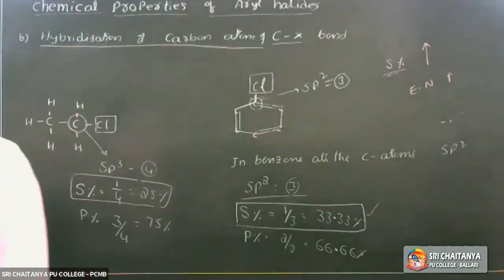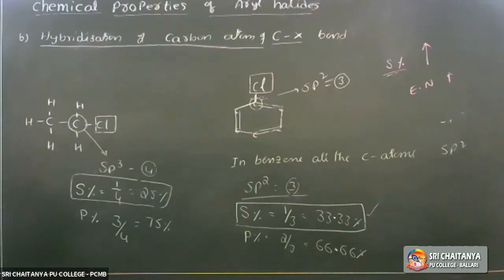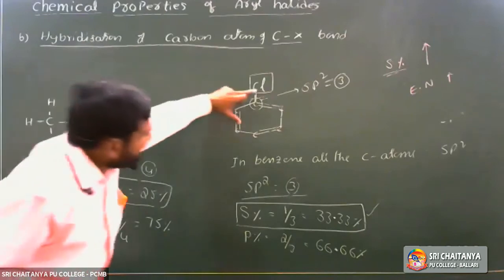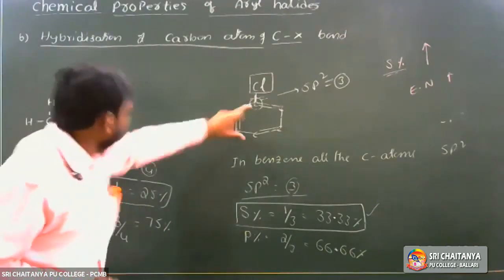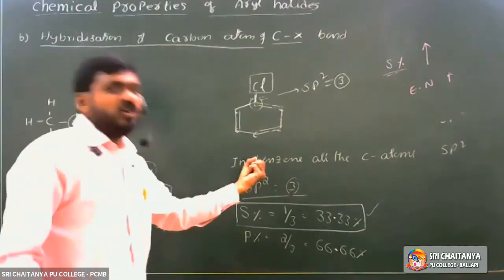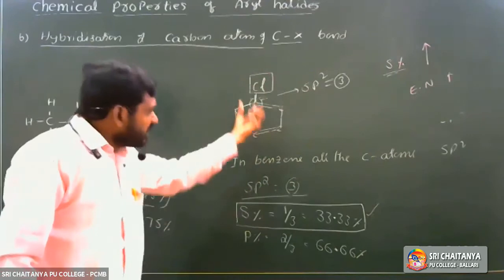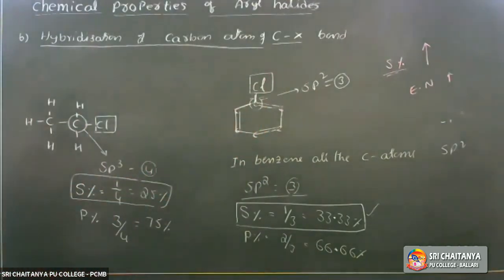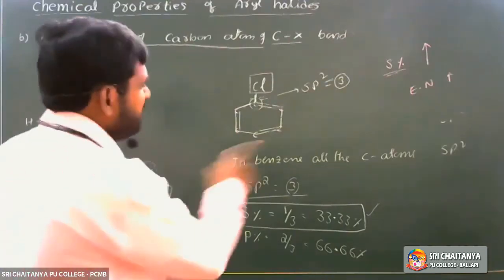So as the s character increases, the carbon can hold the electron pair of the C-X bond more tightly than in alkyl halides, because it is more electronegative. So it can attract more tightly. Hence aryl halides are less reactive towards nucleophilic substitution reactions. Okay, now it is the second reason.